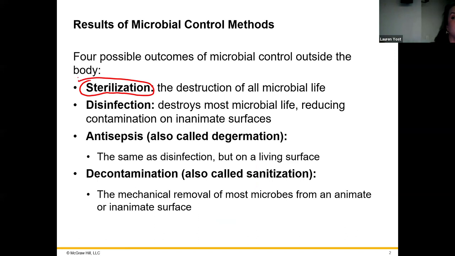Sterilization. This is the destruction of all microbial life. So here we're talking about even the endospores. They're super hardy, but they ain't going to survive sterilization.